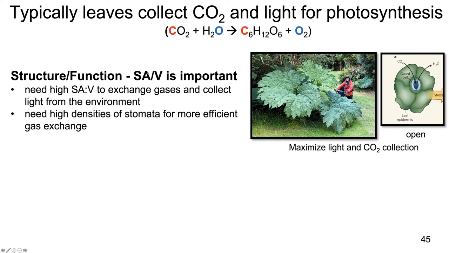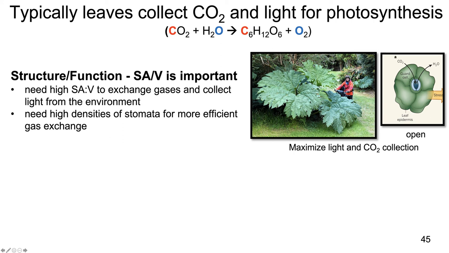And their surface area to volume ratio is really important for this light collection and CO2 collection. So their structure is related to their function. And having a really high surface area to volume ratio to exchange gases and collect light from the environment is really important to enhance light collection, enhance CO2 collection, and enhance sugar production. And so having a really big, large, flat leaf with a large surface area to volume ratio, and also having high densities of stomata for more efficient gas exchange.